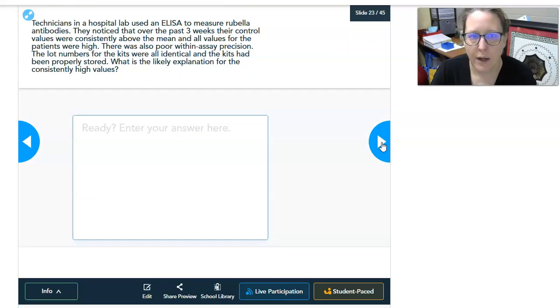Alright, so technicians in the hospital lab use an ELISA to measure rubella antibodies. They noticed that over the past 3 weeks, their control values were consistently above the mean, and all values for the patients were high. So they're detecting more than what they intend to detect, right? There was also poor within-assay precision. The lot numbers for the kits were all identical, so it's not a kit change. And the kits had been properly stored, so it's not a storage issue. What do you think is the explanation for these high values?